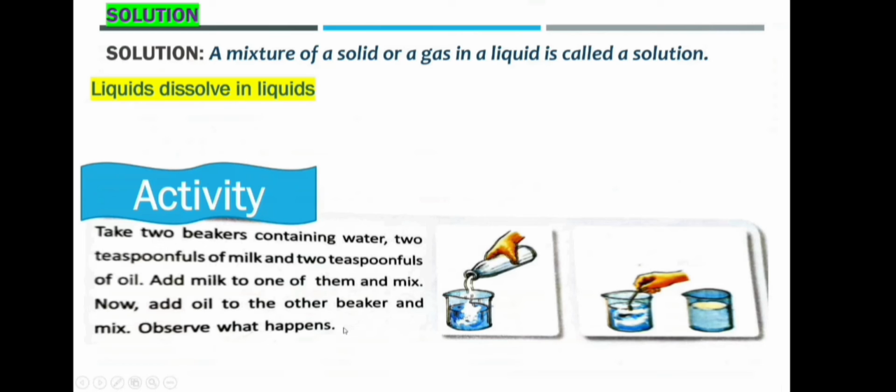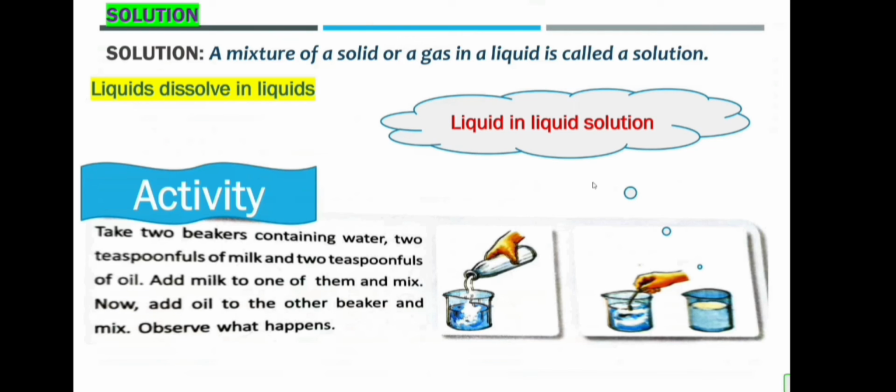Let us perform an activity to show that some liquids dissolve in other liquids while some do not. For this, we will take 2 beakers containing water, 2 tablespoons of milk and 2 tablespoons of oil. Add milk to one of them and mix. Now add oil to the other beaker and mix well. What will you observe? The milk is completely soluble in water. Here both water and milk are liquids. Hence their solution is called a liquid in liquid solution.